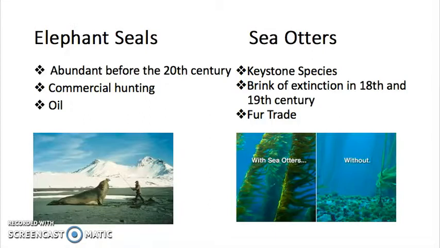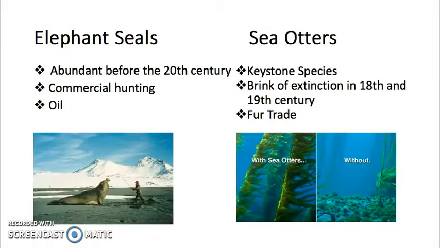Another species I was talking about was sea otters. Sea otters are a keystone species, which means that they must be there in order to keep the habitat correct and biodiverse, and they almost went to the brink of extinction in the 18th and 19th century because of the fur trade.